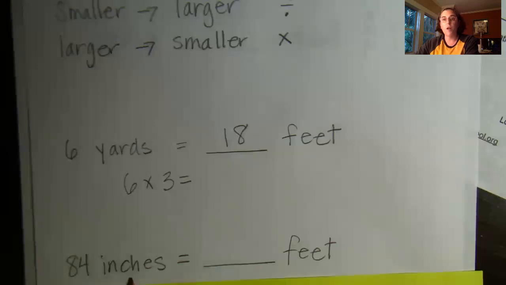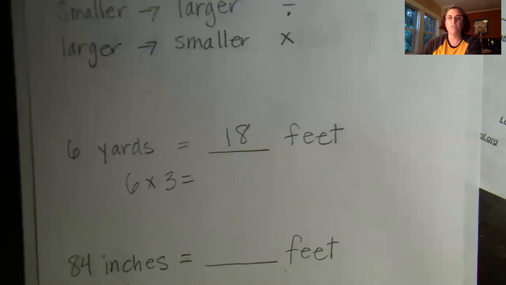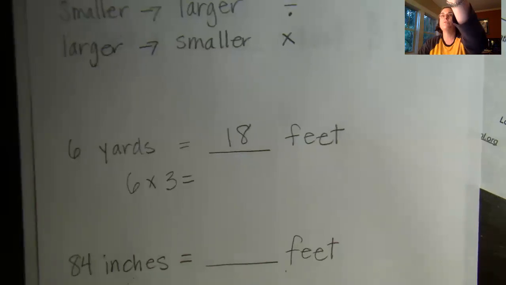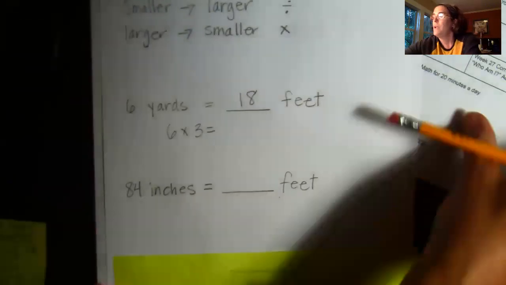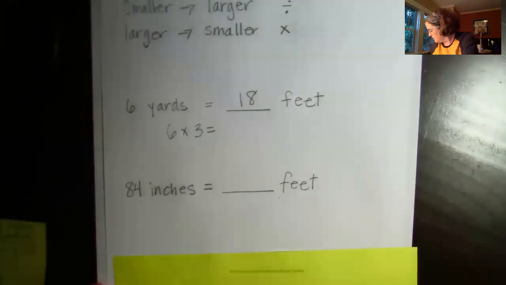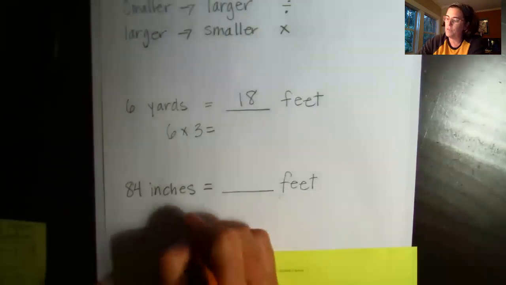Inches is a smaller unit of measure than a foot. An inch is smaller than feet. So I'm going to divide. If I were to set this problem up, I could set it up just like this. I'm going to zoom out just a little bit so you can see my whole paper. Very good. I'm going to divide 84 by 12.